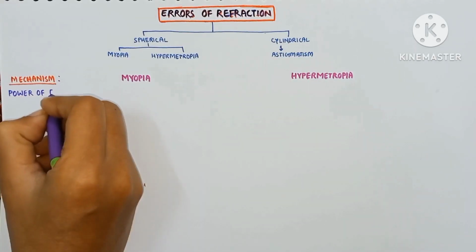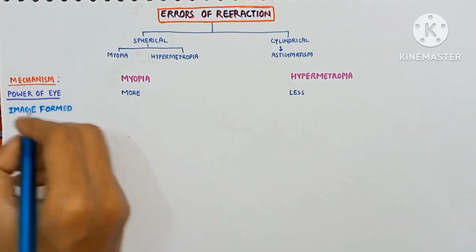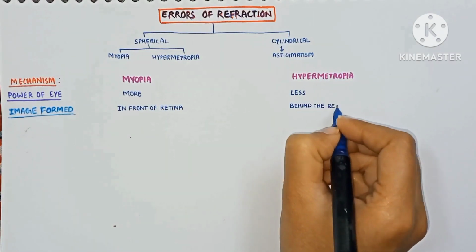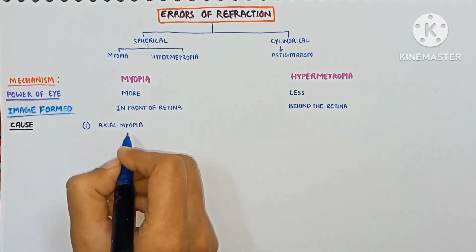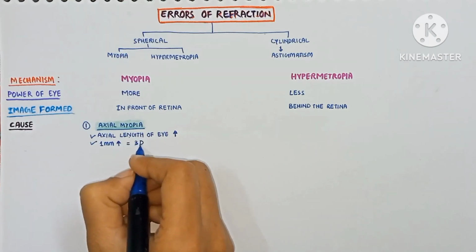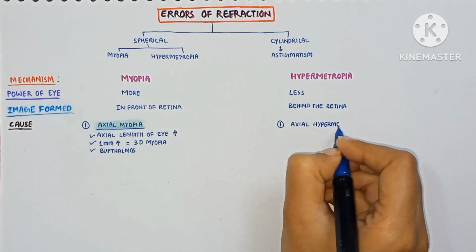The power of the eye is more in myopia and less in hypermetropia. The image is formed in front of the retina in myopia and behind the retina in hypermetropia. The causes: axial myopia. In this, the axial length of the eye is increased. A 1 millimeter increase is equal to 3 diopters of myopia in the eye.